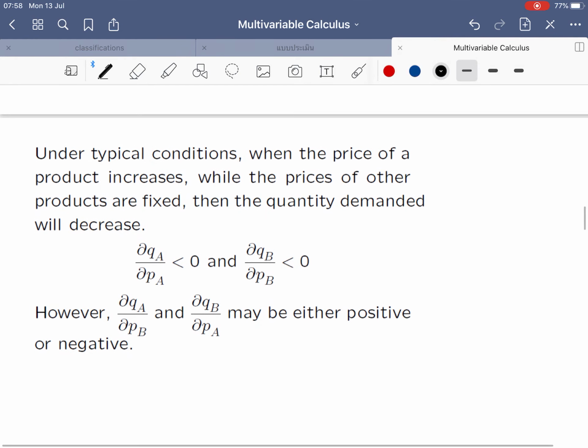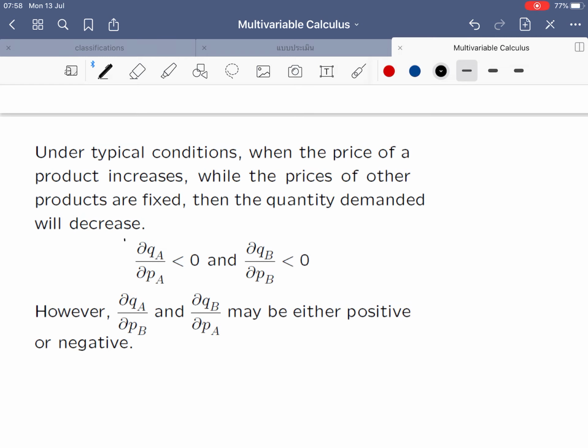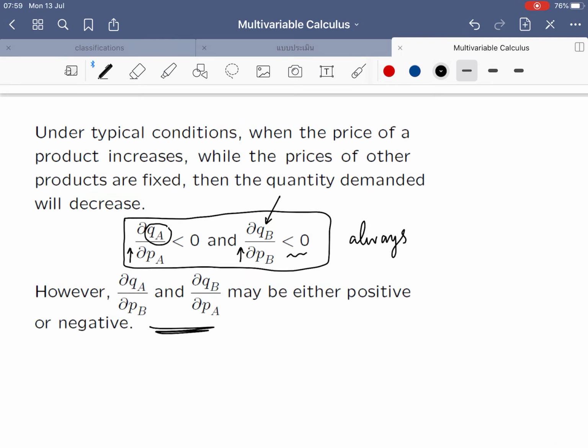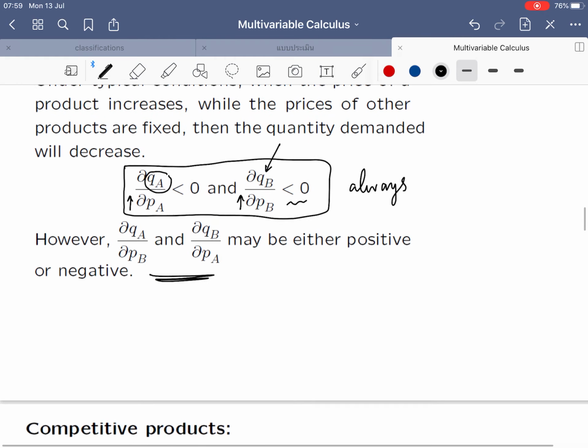So this is what we just analyzed, right? If the price of A is going up, of course the demand for product A will be decreasing. So this one is the one that we said is always negative. And by the same token, if your price B is going up, the demand for product B will go down. Okay, and as we told you, these two we don't know. It may be positive or negative, we still don't know.